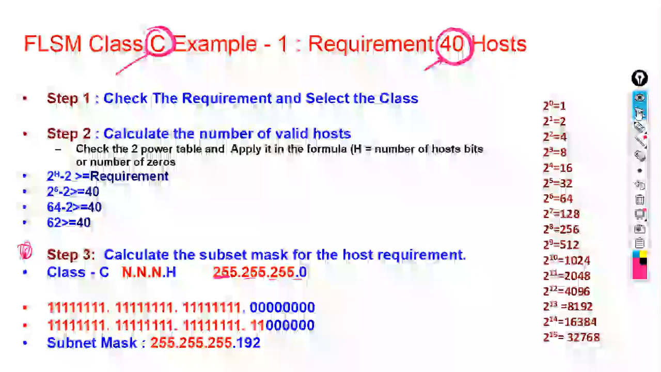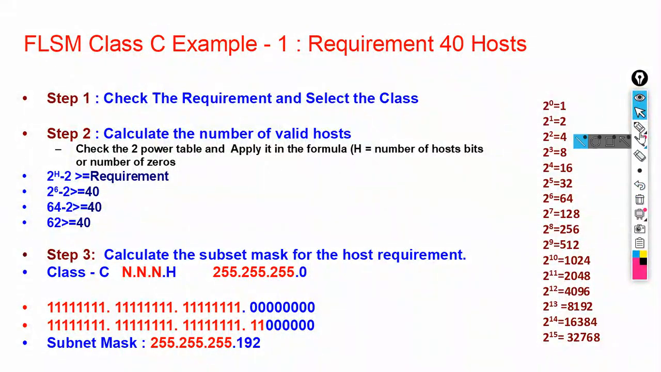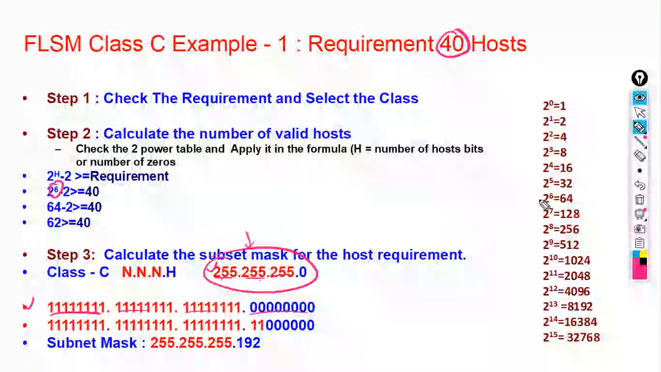All right, guys. So you will take the default subnet mask. After taking the default subnet mask, we will convert this decimal subnet mask into binary subnet mask. 255 is 8 ones, 255 is 8 ones, 255 is 8 ones, and 0 will be 8 zeros. And guys, our requirement of 40 is falling at 2 power 6. So we will keep 6 zeros, and the remaining zeros will be converted to ones. We have got the new binary subnet mask.